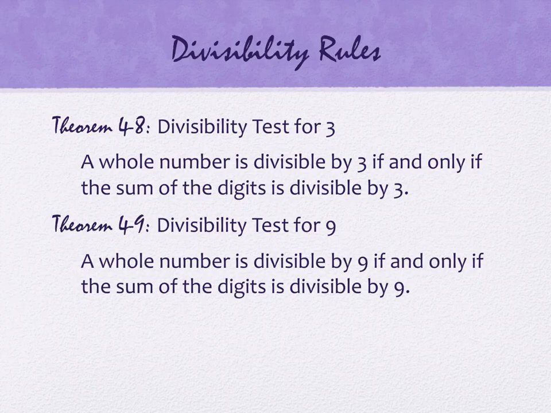A whole number is divisible by 3 if and only if the sum of the digits is divisible by 3. And it's divisible by 9 if the sum of the digits is divisible by 9.